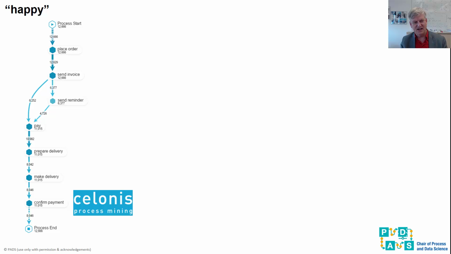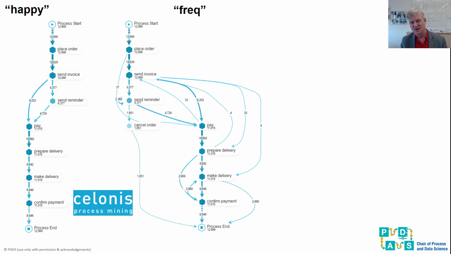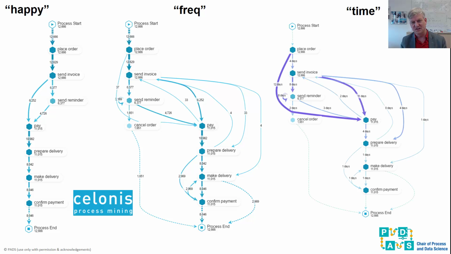If you look at highways in the event data, then you can construct models like this. If you lower the threshold and you allow also for showing, let's say, paths with a lower frequency, we see this. And instead of showing frequencies, we can also show times. So this is an example of Celonis. This is simply a directly follows graph.